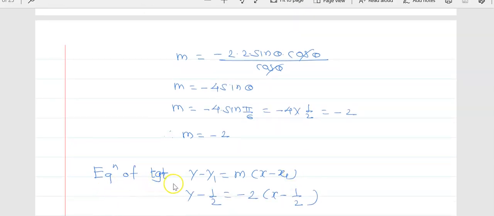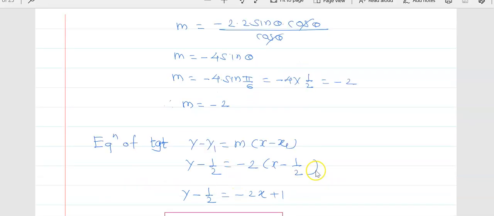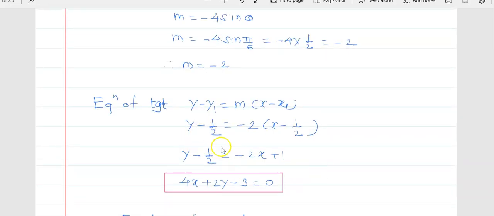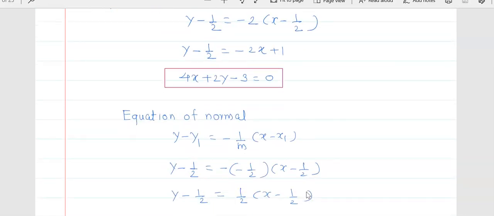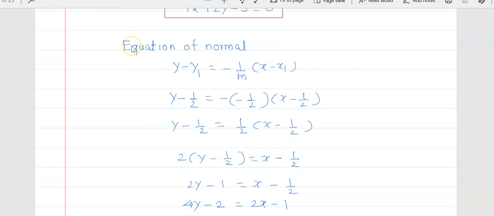Therefore, the equation of the tangent is y minus y1 is equal to m in bracket x minus x1. Y minus 1 upon 2 is equal to minus 2 in bracket x minus 1 upon 2. And after simplification, you will get the equation of the tangent as 4x plus 2y minus 3 is equal to 0.